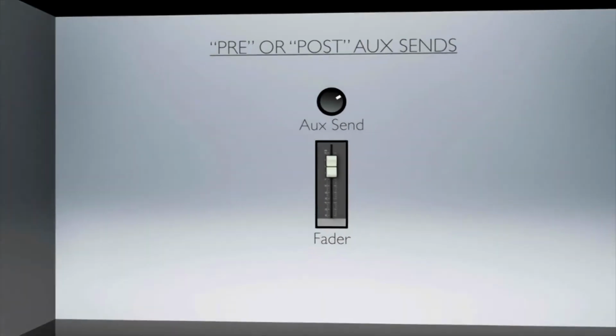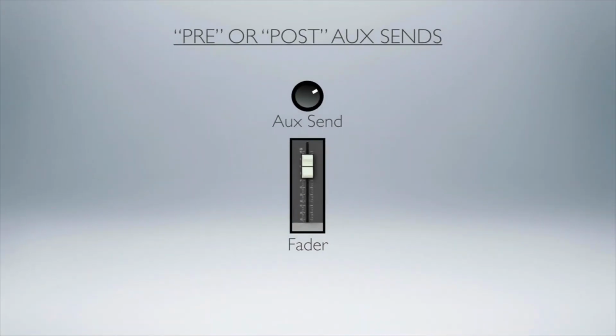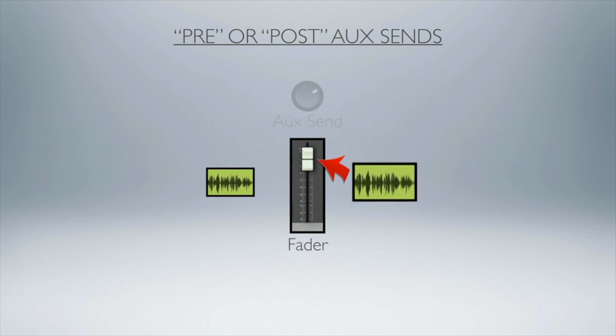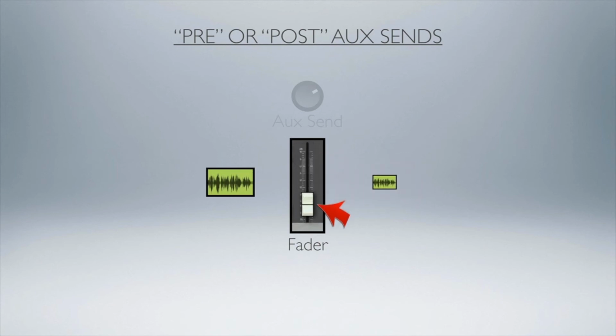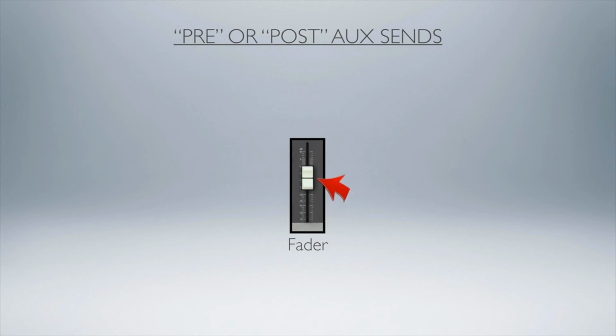And that brings up the subject of pre or post aux sends. On most mixers you might have seen this option where you can set things up as being either pre or post. So let's fade the aux send out for the moment and just look at the fader. A fader's job is pretty simple, right? If it's set up to unity, then whatever comes in the input of that fader will basically come out. It'll be a 1-to-1. If you bump that up, then it'll amplify that signal. If you bring it down, it will attenuate that signal. That's mixing 101 there.